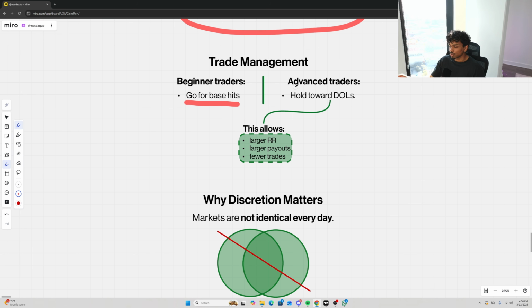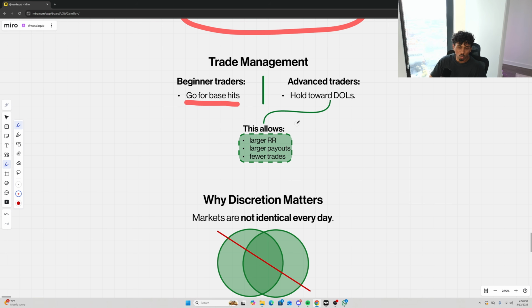Once you've learned the model, you've learned a framework, you've learned how to essentially trade, and you understand more of market structure, you want to be holding to where you believe price is going to go, based off of the drawn liquidities that we've talked about. Now, you move from more of a fixed RR to a larger risk to reward, and as a result, you're getting larger payouts and taking fewer trades. This is very important to understand, because when you are targeting higher time frame draws on liquidity, your risk to reward is not fixed.